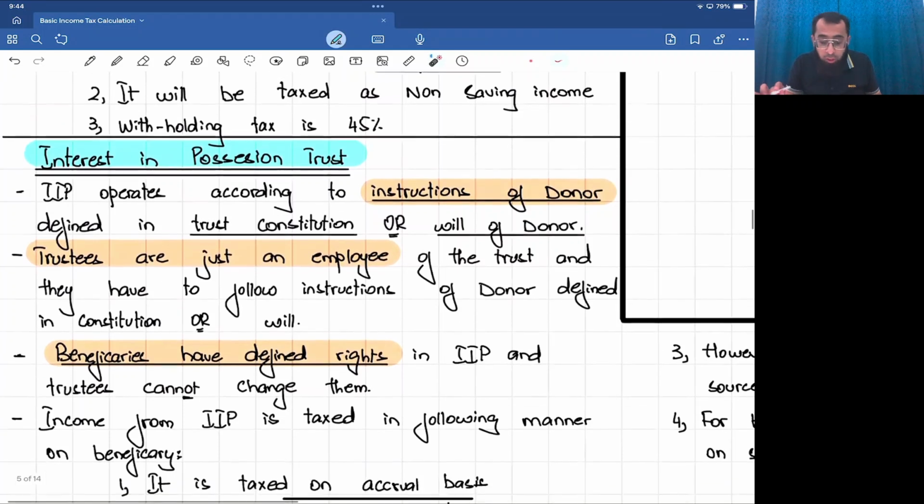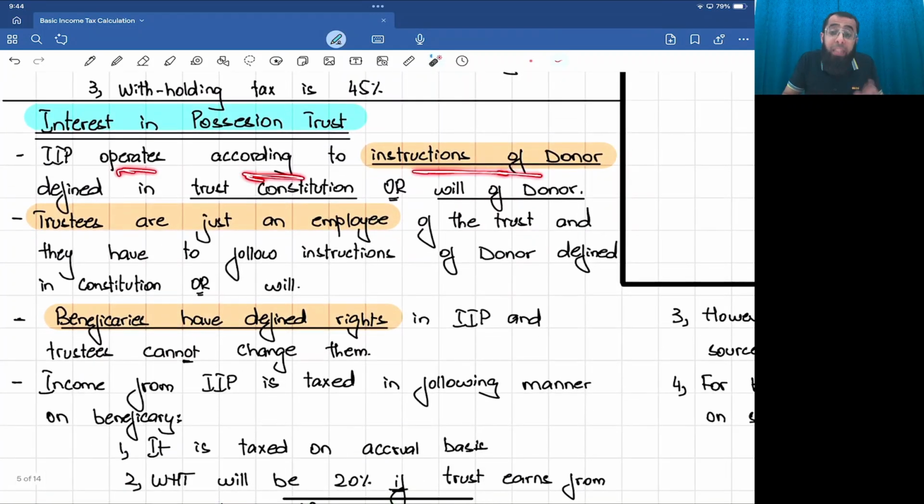But an interest in possession trust operates according to the instructions of the donor defined in the trust constitution or the will of the donor. Trustees are just an employee of the trust and they have to follow the instructions. A real trust. See, trustees are in reality meant to be the employees. They are like the board. They just have to follow the instructions given by the real owner, the donor who gave the assets.